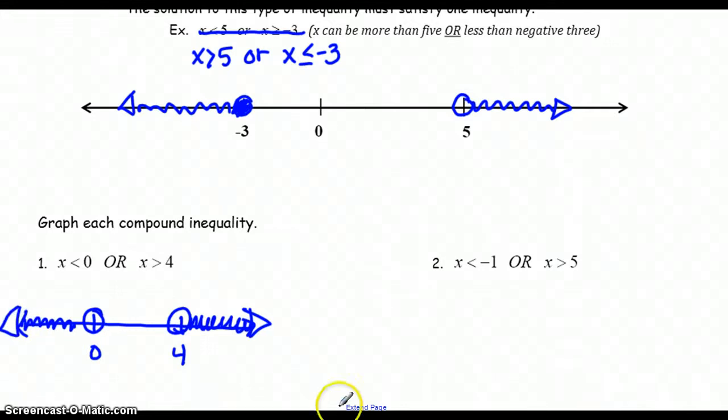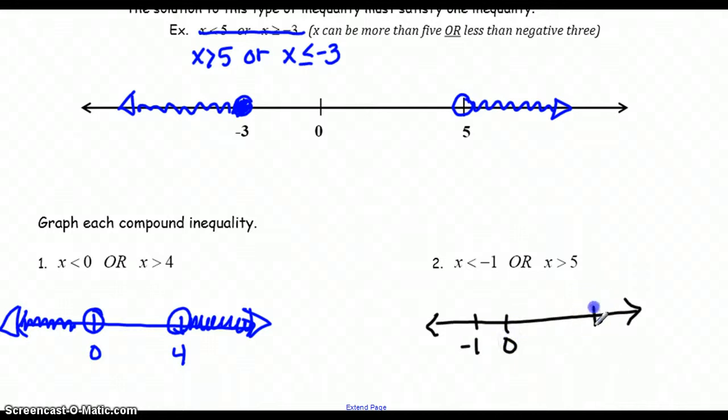So let's go ahead and do one more example. And here's our number line. We have a -1, a 0, and a 5. We want values larger than 5, and we want values less than -1.